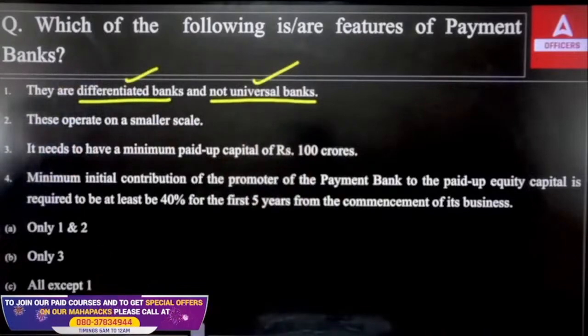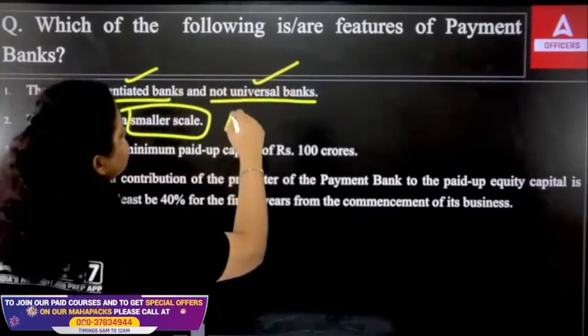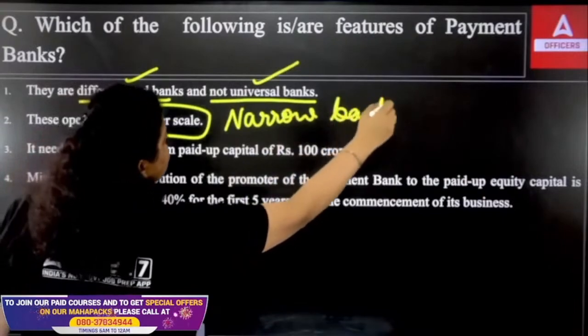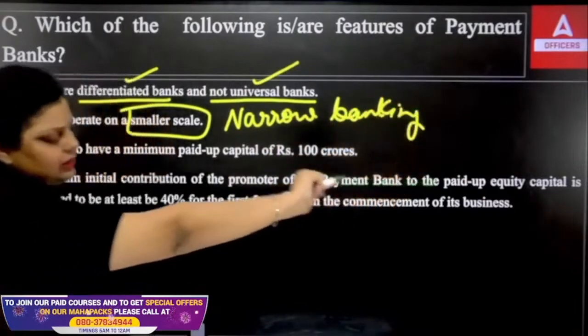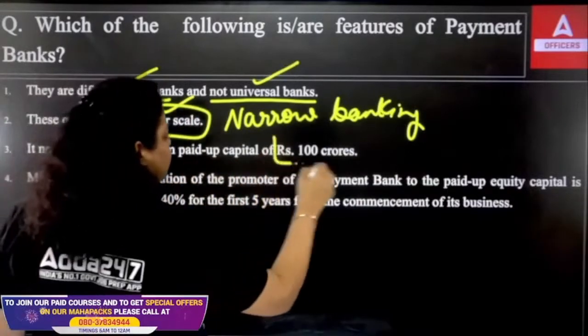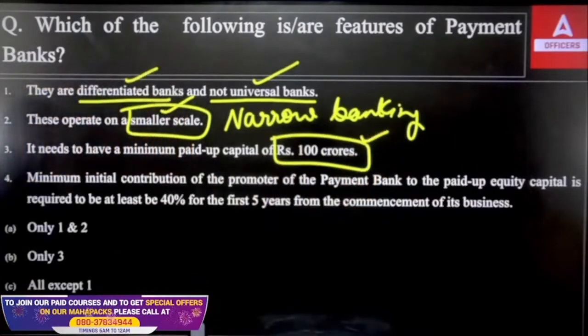Okay, second, these operate on a smaller scale. It's very obvious. The payment banks are the example of narrow banking. Narrow banking means when the bank places its fund only in risk-free assets. That's what the payment bank can also do. So this is also true. It needs to have minimum paid up capital of 100 crore. This is also true. To start a payment bank, you need a 100 crore initial paid up capital.